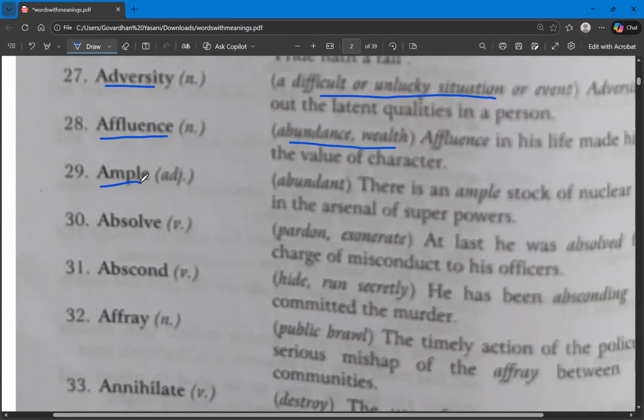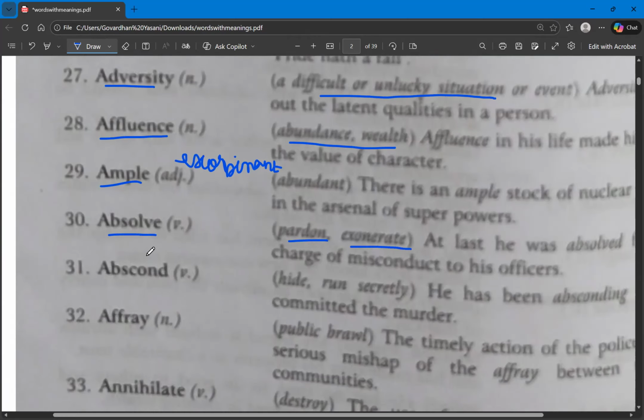Next one, ample. Ample means abundant. Exorbitant, luxuriant, umpteen, copious, myriad, inordinate. These are all the synonyms for the word ample. The next one, absolve. Absolve means pardoning. At last, he was absolved of charges of misconduct by his officer. So it's like pardoning the person. Absolving the charges means you are removing the charges on the person.